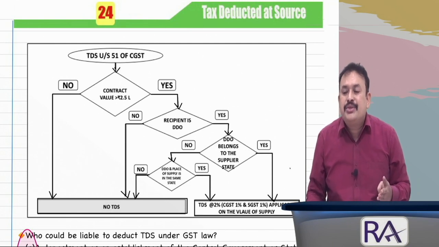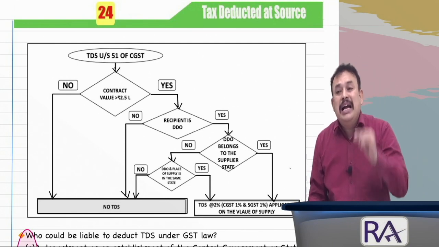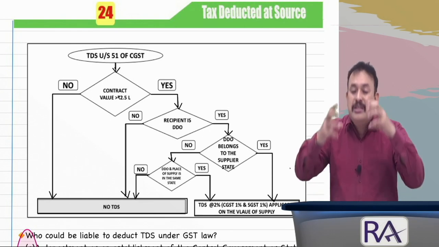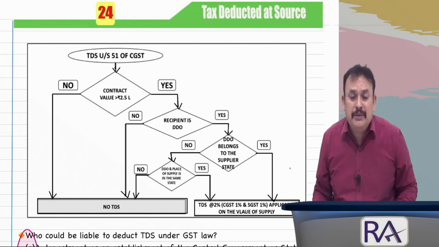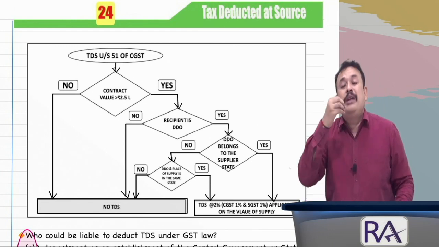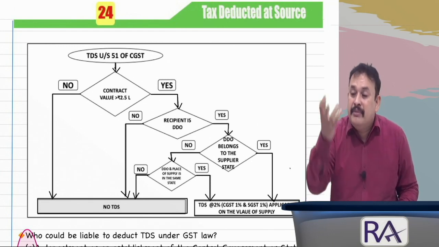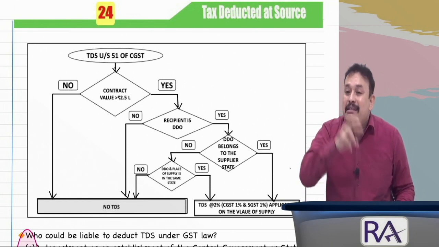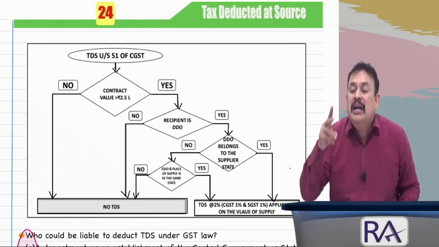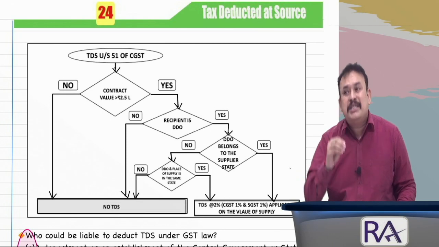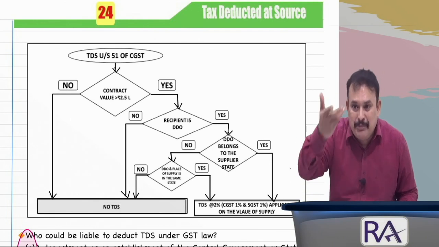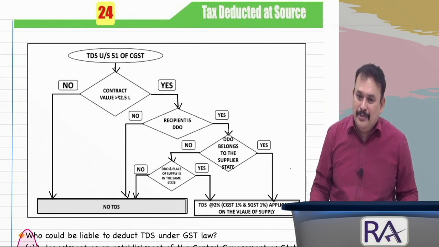Further, TDS is applicable only when the value per contract of taxable supply exceeds 2.5 lakhs and the DDO who receives the supply of goods or services or both belongs to the location of supply state, or at least to the place of supply state. If so, TDS is due: for intrastate supply, CGST 1% and SGST 1%; for interstate supply, 2% IGST. 2% TDS applies on the entire value which you are going to pay to the supplier.